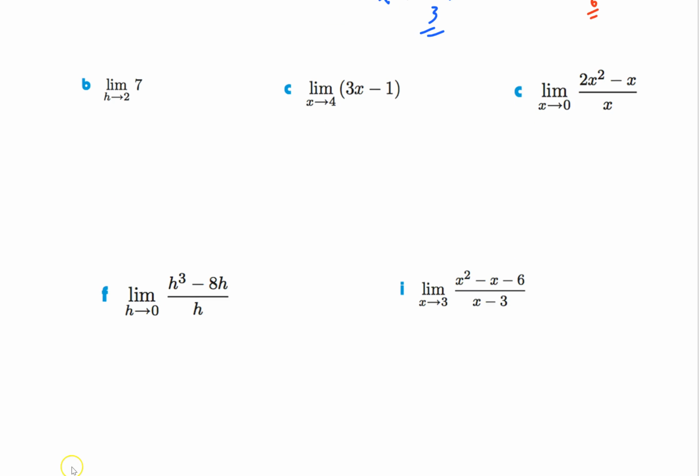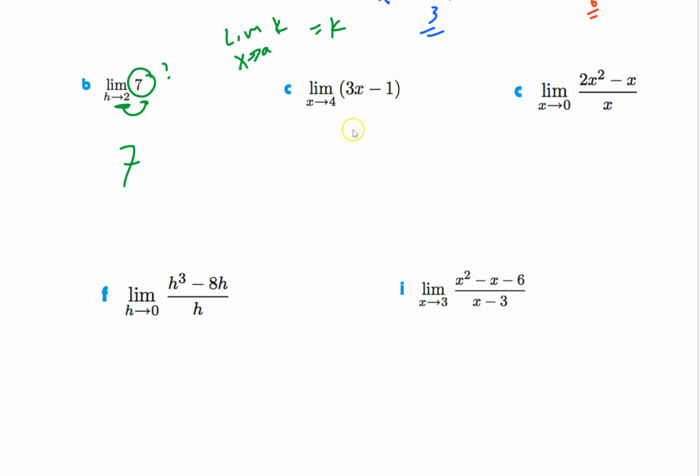So let's look at a couple examples here. I'm going to ignore the fact that I said "baby." Over here, limit as h approaches 2 of 7. Now notice, step 1, plug it in. There's nothing to plug it into. There's no x. It's a constant. Your answer is just 7. The limit of a constant is always going to be the constant. So the limit as x approaches anything of some constant k is just k, because you can't plug anything in.